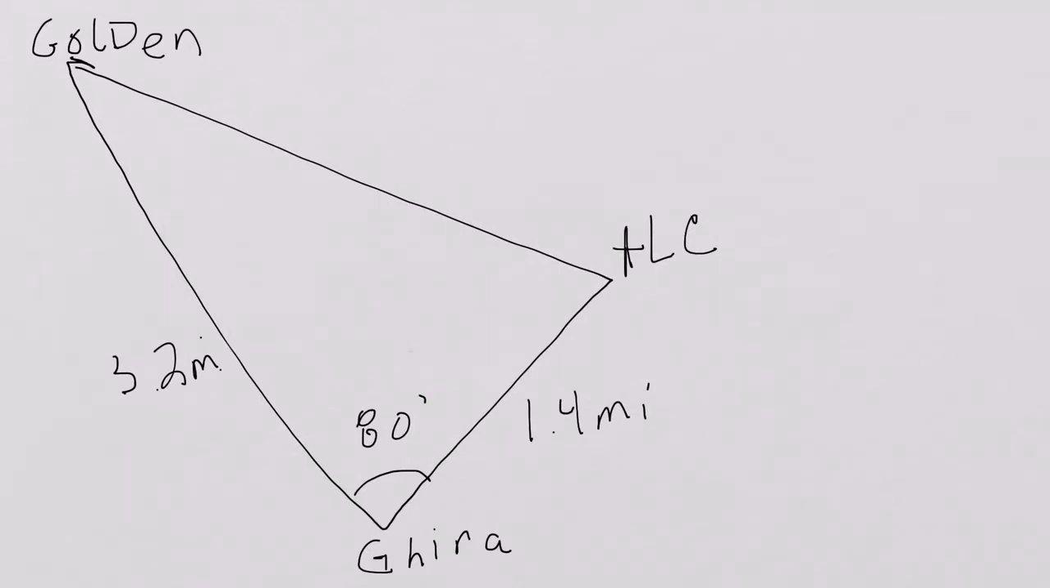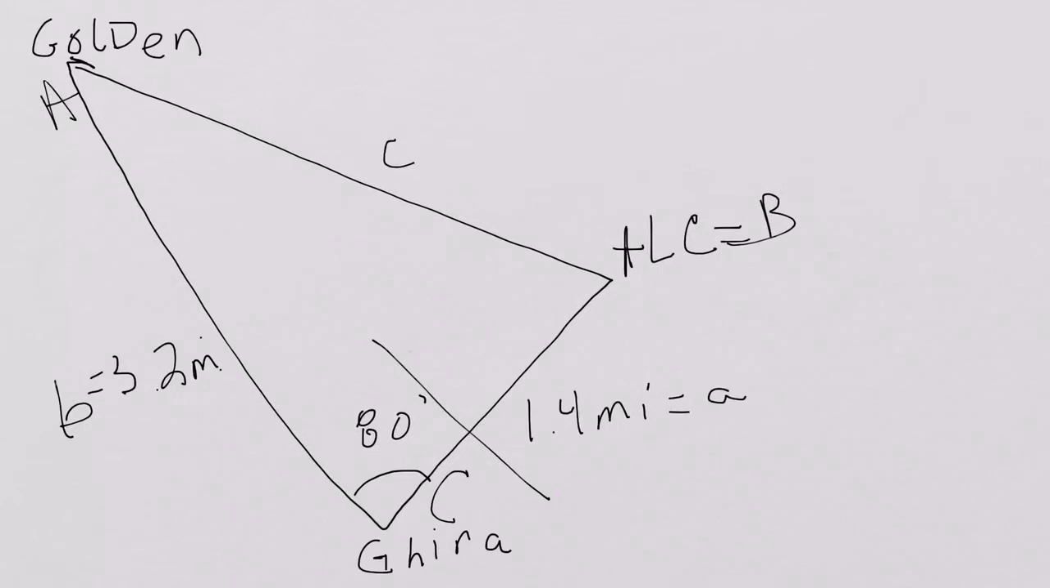From there, we just simply need to label. What we actually need to find is the distance between Golden Gate Bridge and Alcatraz. So I'm going to label this as side C because I need to find side C. And that makes this angle C right here. And the other two do not matter. You can pick them as A and B, however you want. I'll say this is little a and this is little b, making this big B and this over here is big A.